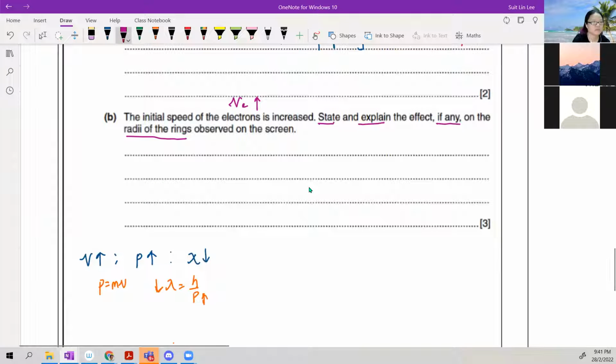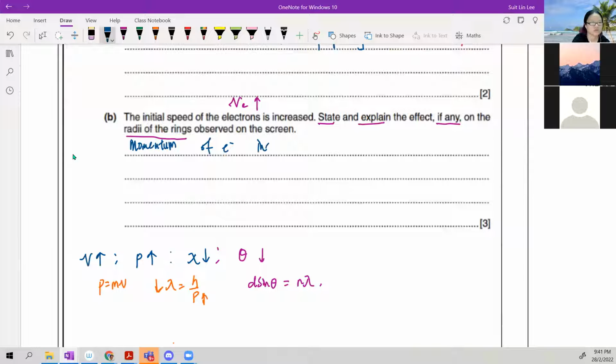Now when lambda drops, theta will also drop. And again, I'll write the equation for you. d sin theta is equal to n lambda. Okay, so we'll just put all of it together and talk about the speed of electron. So you can say the momentum of electron increases.